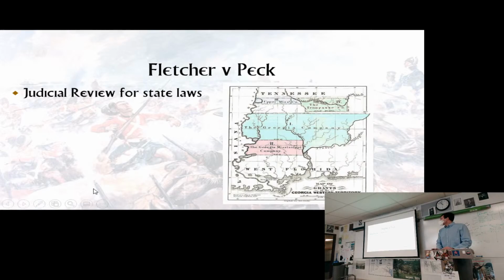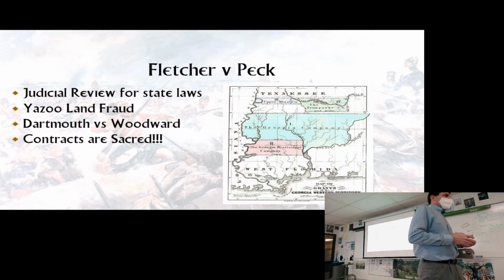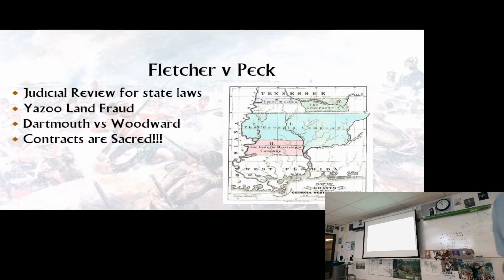And yeah, it was all, don't worry about the Yazoo land fraud. I don't want to explain that right now. But it also implied one other part that would be ruled under Dartmouth versus Woodward a few years after this. Dartmouth versus Woodward confirmed something from Fletcher versus Peck, that contracts are sacred. The sanctity of contracts. If a contract is written, a legal contract between two entities, the federal government will protect that contract. This is crucial for the growth of the market economy and the new thing called capitalism that's coming.